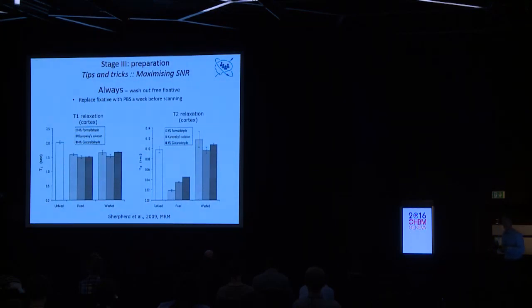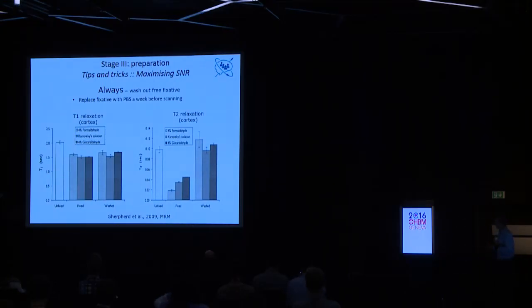So now we have the stories, and now we need to prepare the brain for MR scanning. In this sense, we have some tips and tricks you can use. First of all, when we do diffusion, one of the things we spend a lot of time on is ensuring a high signal to noise. One of the tricks here is always to wash out the free fixative from the tissue. So it's not the surrounding fixative, it's the fixative that's inside the tissue.